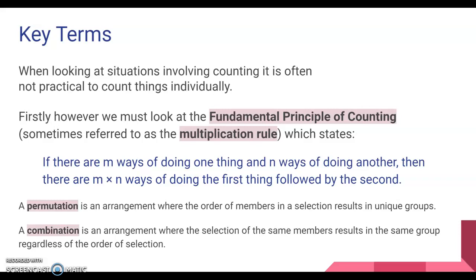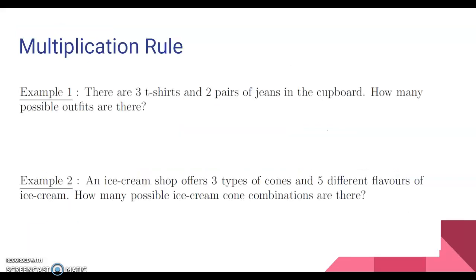Whereas a combination is an arrangement where the selection of the same members results in the same group regardless of the order of selection. So a combination is where you're making groups of items. A combination would be a group of me and Jill and Harry, and it doesn't matter if I was selected first or if Harry was selected first. As long as the same 3 people are in the group, that's a combination. So let's take a look at how this plays out in a couple examples.